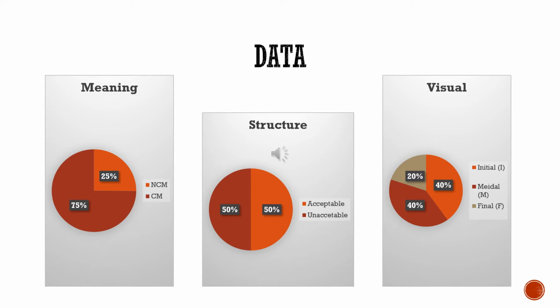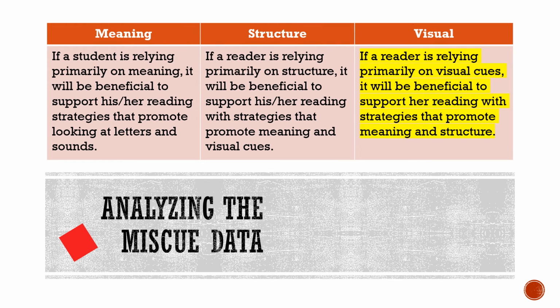And the third and final section is the visual section. In this section, the student relied on visual cues in the initial and medial sounds when reading words, resulting in a 40-40 split and then a 20% in the final word sounds when reading. Because the student is relying primarily on visual cues when reading, the best support would be to provide intervention with a focus on meaning and structure.